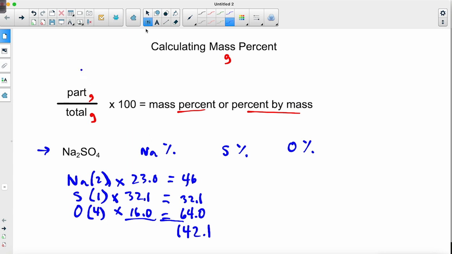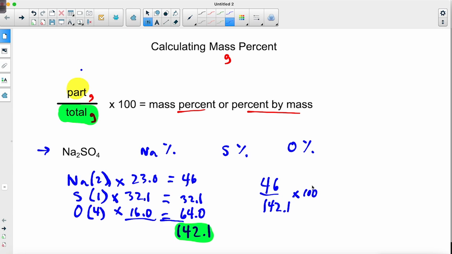So then what I'm going to do is I'm going to take the part, which is each of these elements. So I'm going to take each of these elements right here. So I'm going to start with like sodium. Sodium is 46. The total molar mass is 142. So the total molar mass goes on the bottom. I'm going to take that 46 and that part and pop it on the top. And that's how I'm going to get all these calculations done. So I'm going to go 46 over 142.1 times 100. Let's see what we get when we do that.